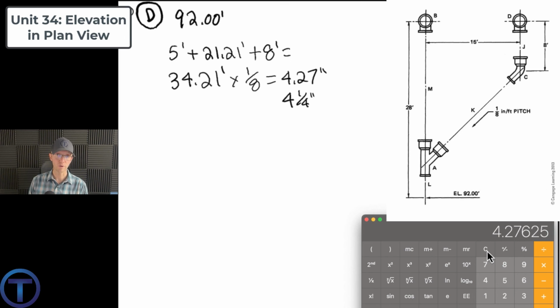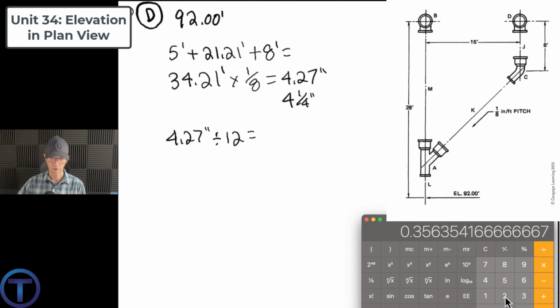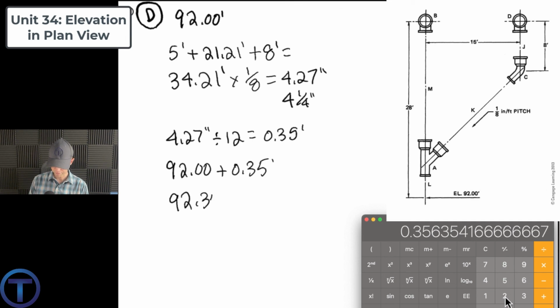Now, let's just convert that over into decimal feet. 4.27 inches. And we're going to divide that by 12 to get us into our decimal feet. So if I divide here by 12, that's going to give us 0.356. I think we ought to round that up to 0.36. The book leaves it at 0.35. But basically, there we are, 0.35. And that's what we can add to our 92. So 92.00 plus 0.35 feet. We're going to end up with 92.35 decimal feet at our elevation point D.